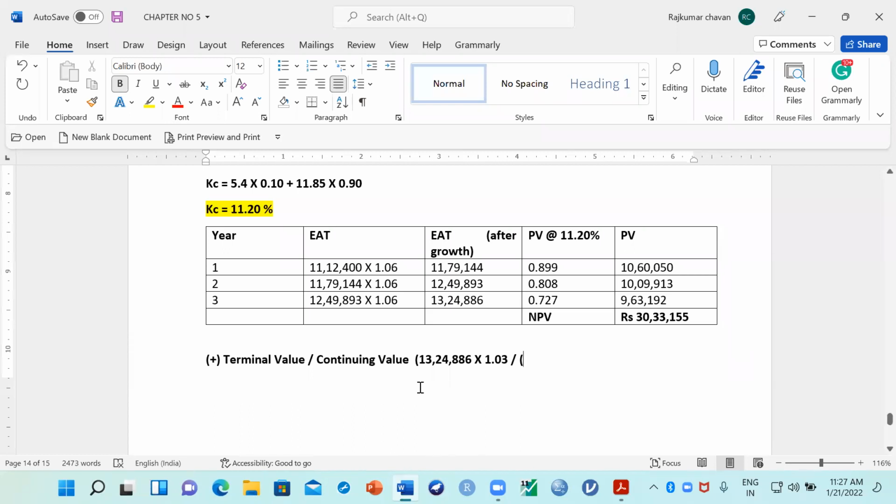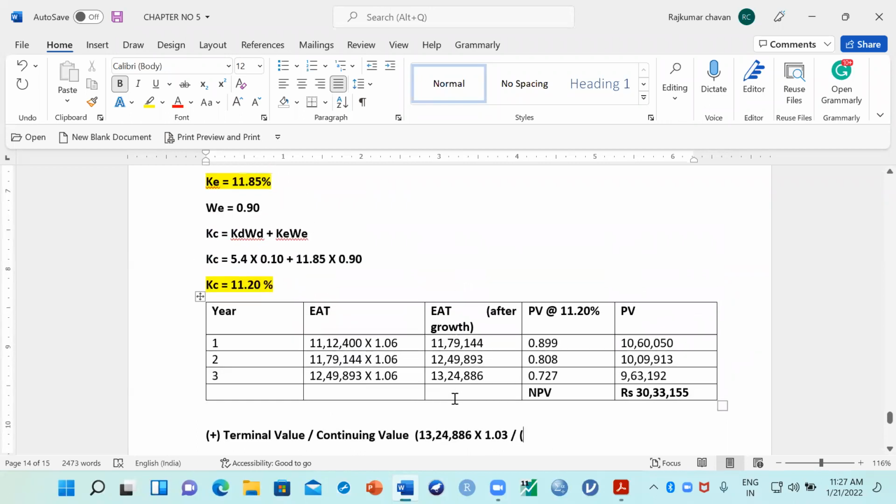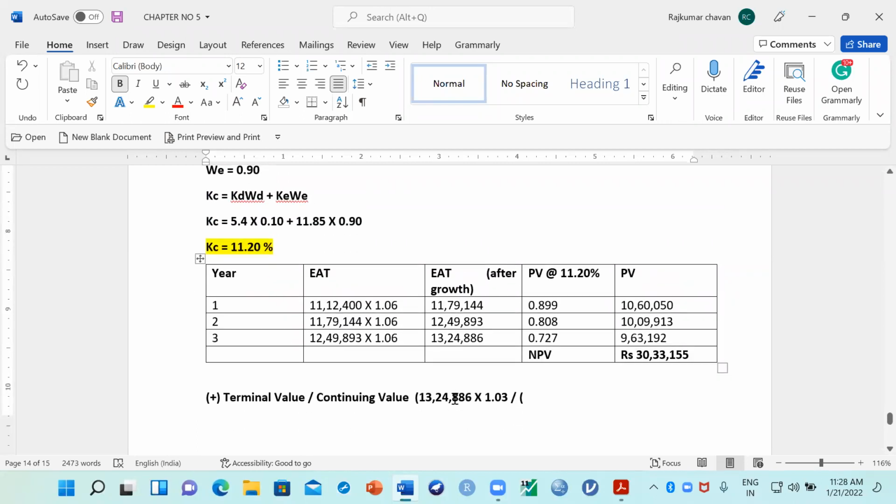divided by what will come in the denominator here? What should we write? WACC. What is the WACC rate of this company? 11.20, right? So can I make it 0.112 minus 0.03, the growth rate. Again, you have to bring this terminal value to present value, which means it will come 0.727.